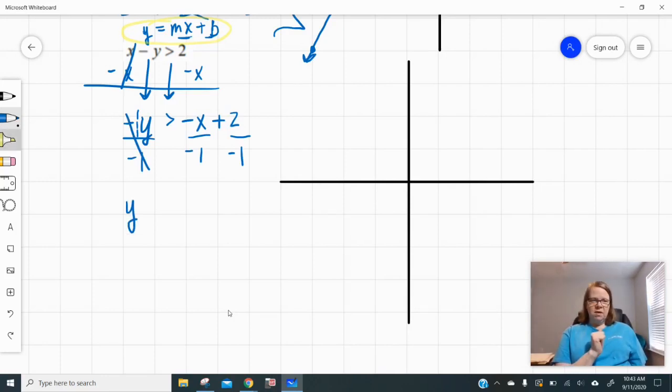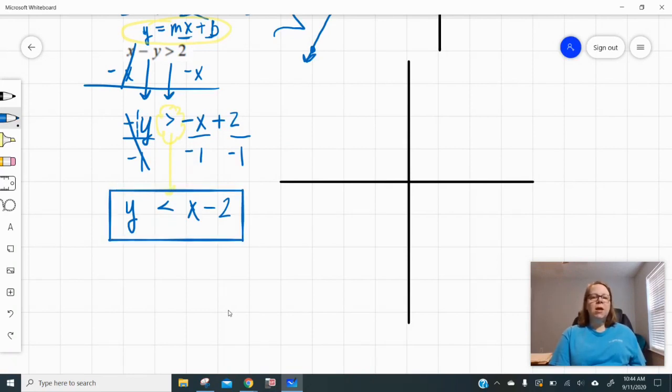Now, remember that if you divide in an inequality by negative 1, you are going to have to change that inequality to the opposite. So it's greater than, so I write as less than. Negative divided by negative is a positive x, and positive 2 divided by negative 1 is negative 2. All right, so there's my inequality. I'm good to go so far. And now I'm ready to graph it.